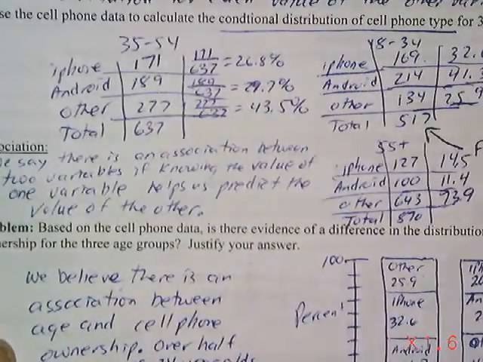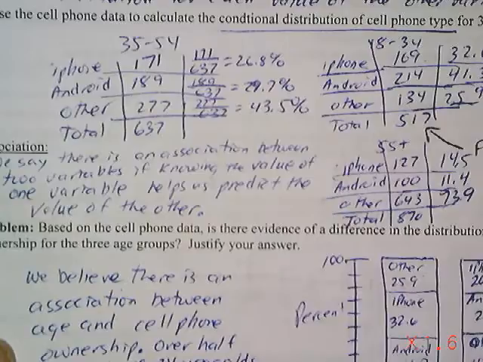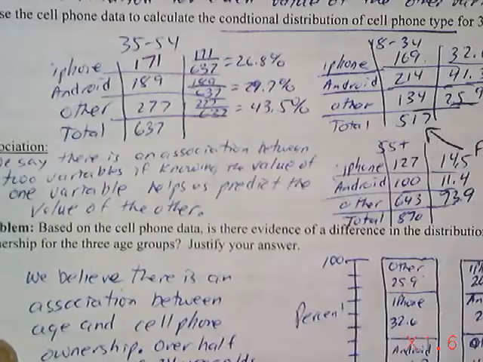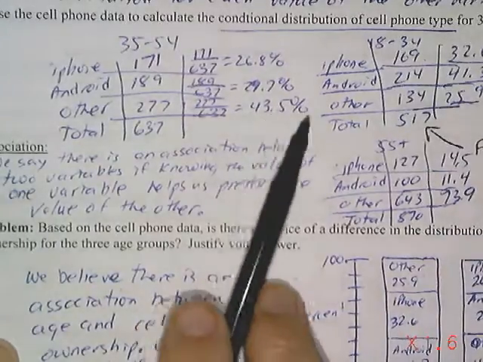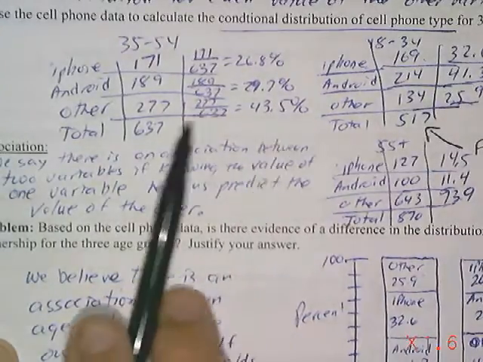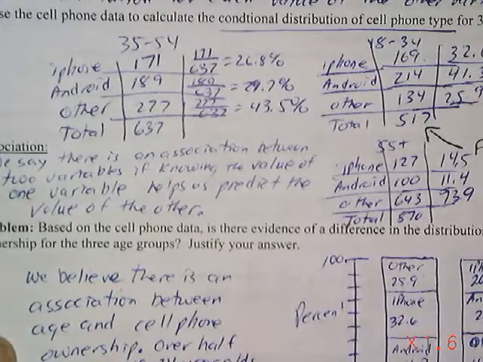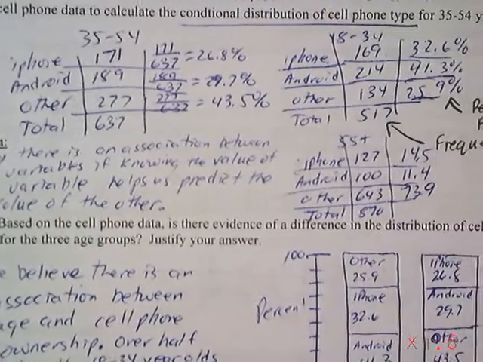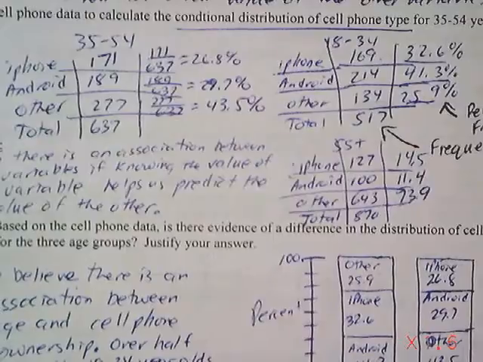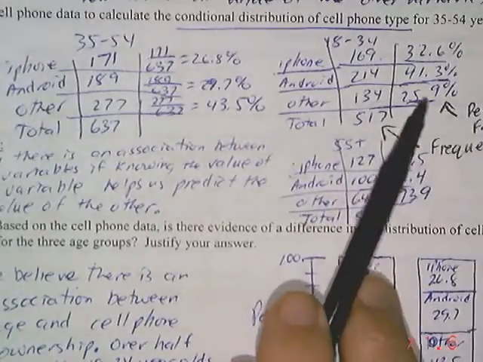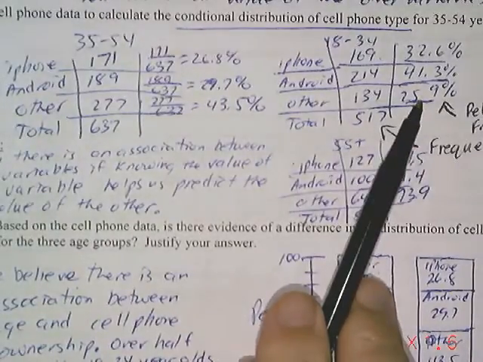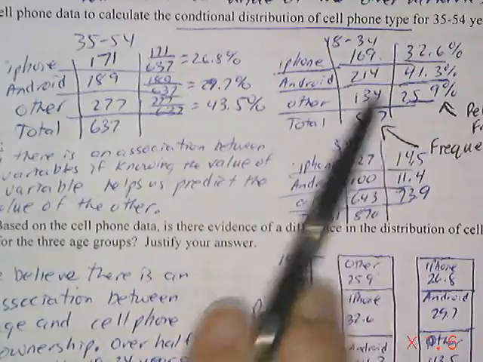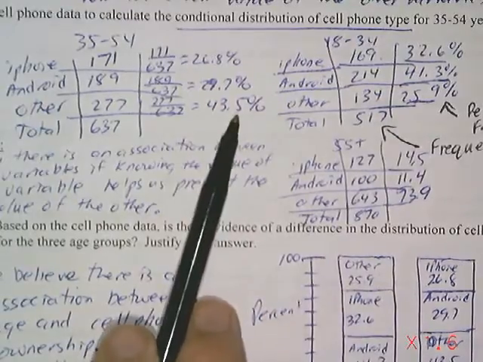Now we can look at this and start to talk about an association between age and cell phone ownership. When we look here, iPhone and Android are over 70%. Here, iPhone and Android are over 50%. And here, iPhone and Android are under 30%. So certainly once you get to be 55, it looks like there is a big difference.